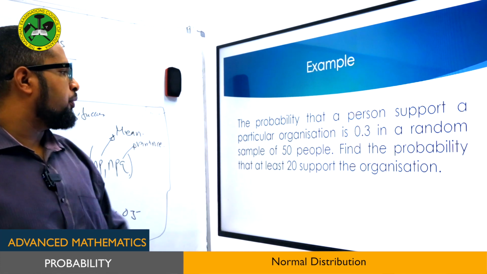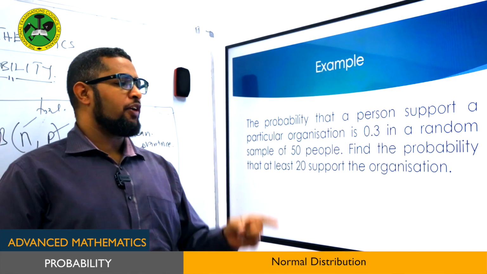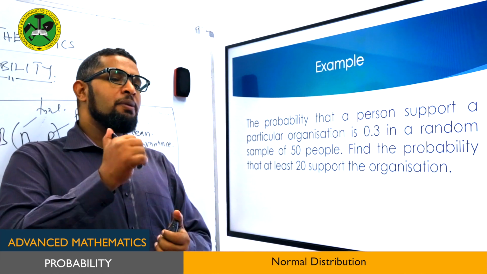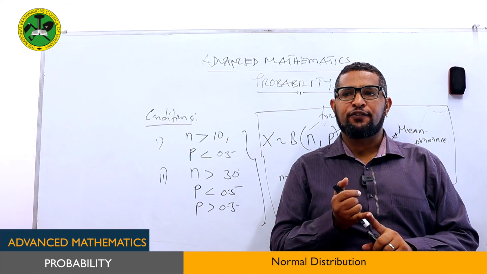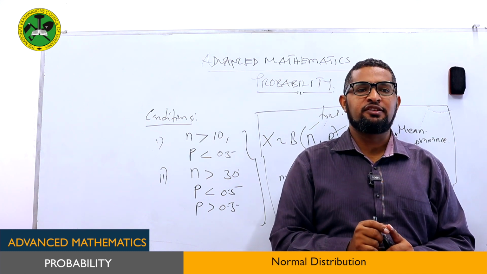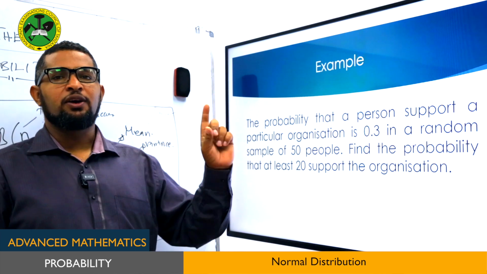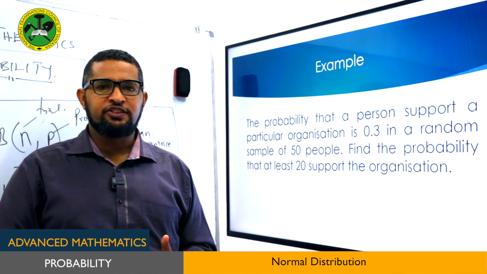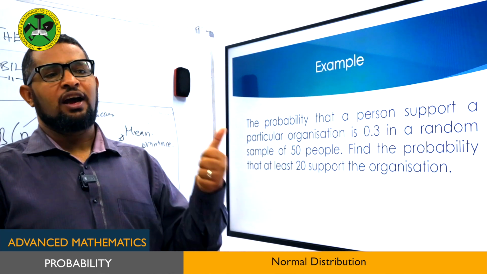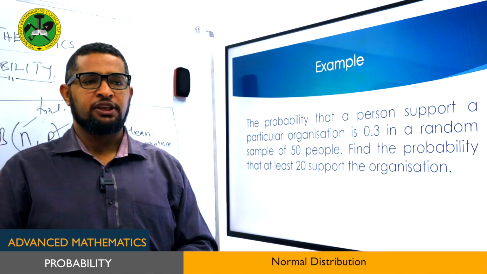The probability that a person supports a particular organization is 0.3. In a random sample of 50 people, find the probability that at least 20 support the organization. Now, remember the condition. Number 1 is the number of trials. We have two conditions, when n is greater than 10 and when n is greater than 30. Now, what do we have here? We have number of trials as 50. How about probability? My probability of success is 0.3. Okay. Now, this question is under binomial probability approximation to normal distribution.